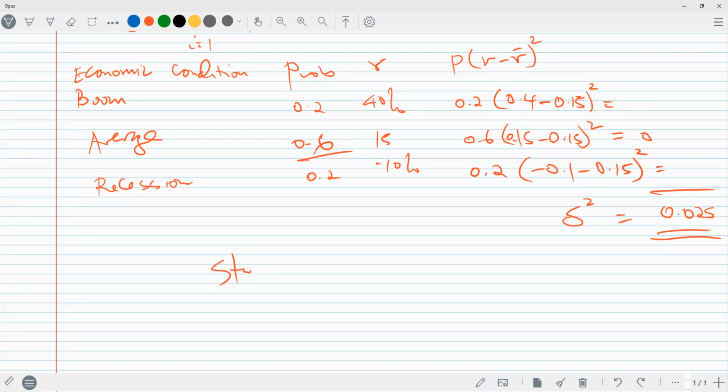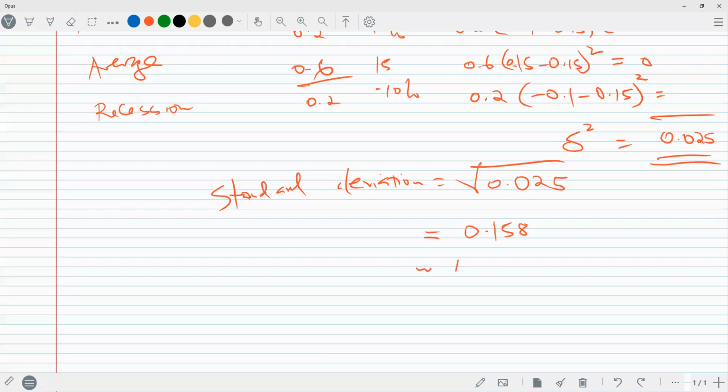Therefore, standard deviation, don't forget, is the square root of the variance. The square root of the variance, 0.025. And you get how much? 0.158. Yes. Okay, therefore, in percent, that'll give you 15.8% to be the standard deviation.